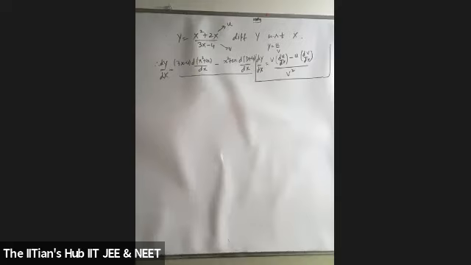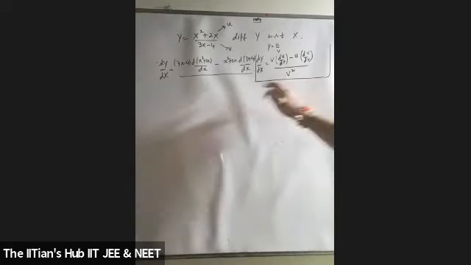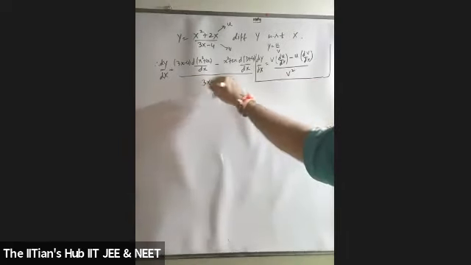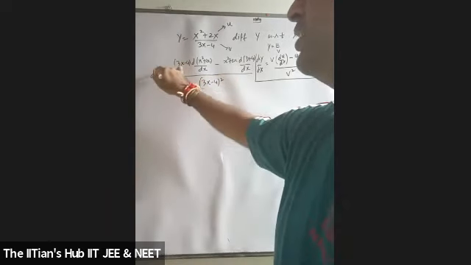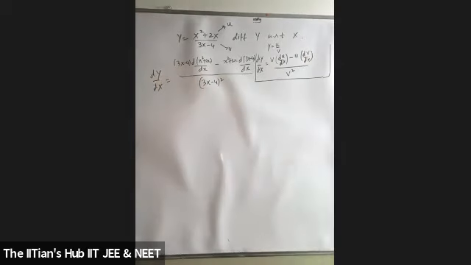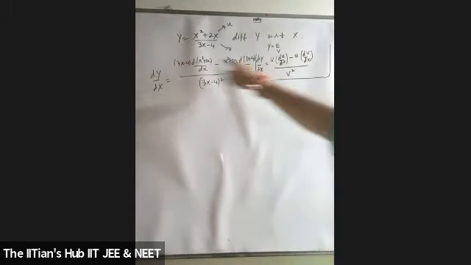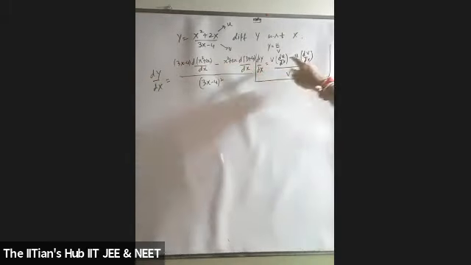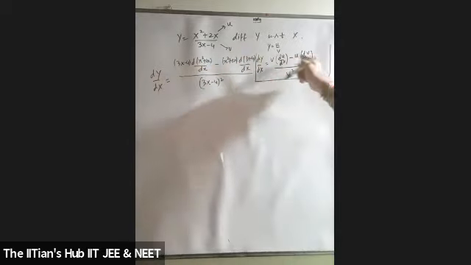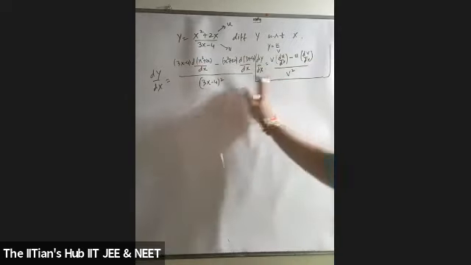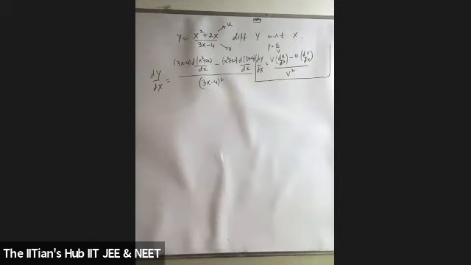Upon 3x minus 4 the whole square, v square. Is this clear to all students? He is trying to use dy by dx is equal to... differentiating u keeping v constant, minus differentiating v keeping u constant, upon v square. Is the formula clear to everyone?